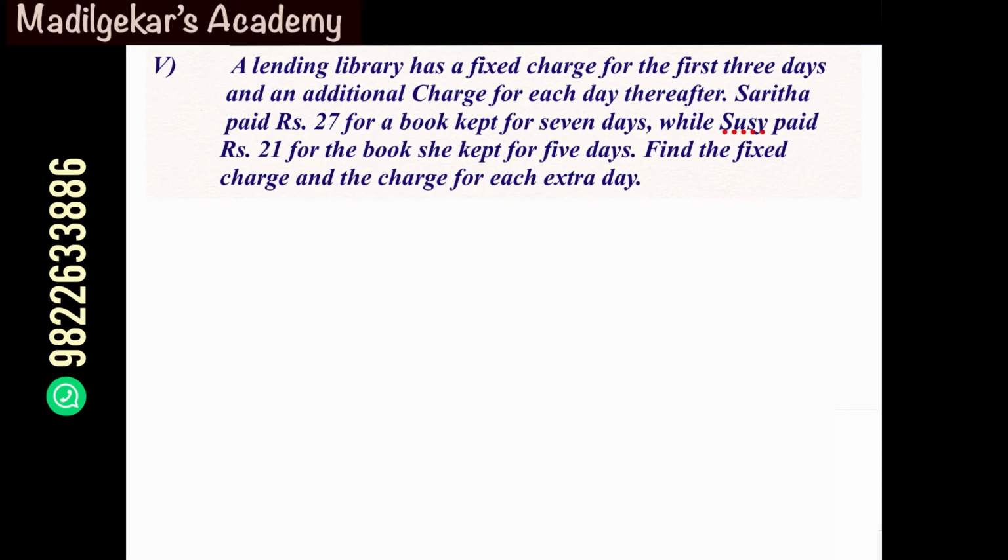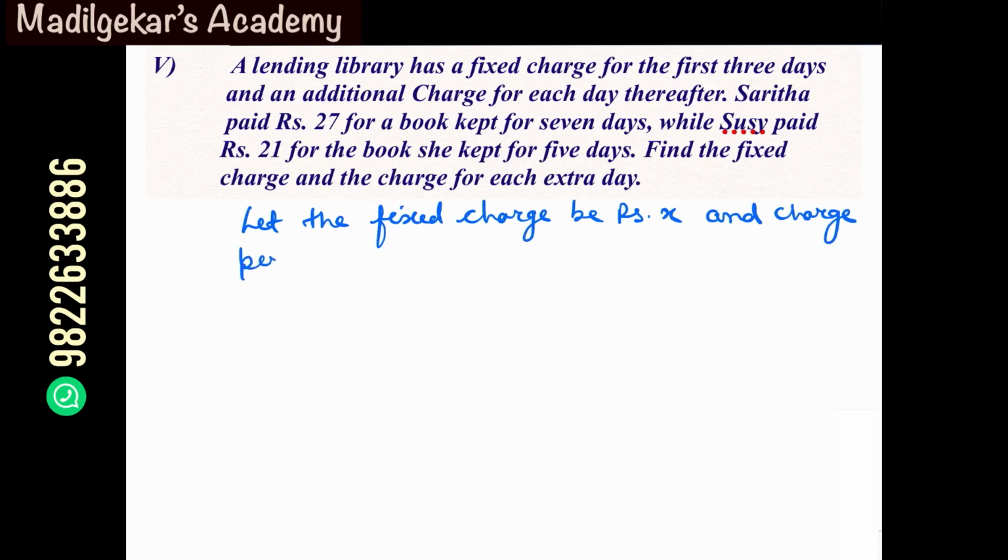So there are particularly two types of charges, fixed charge and charge per day. So let us consider the charges to be X and Y. Let the fixed charge be rupees X and charge per day be rupees Y. From the first condition, Sarita paid rupees 27 for a book kept for 7 days.